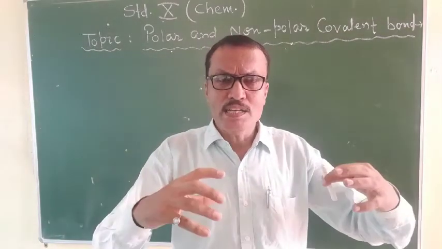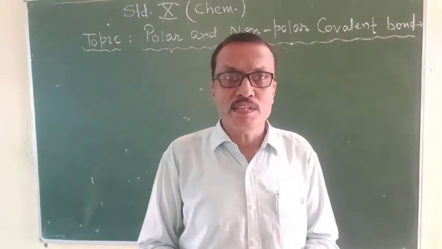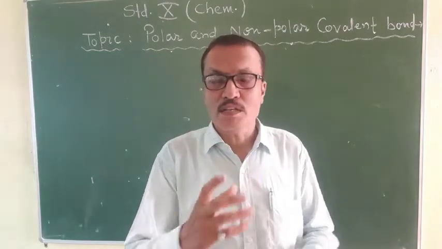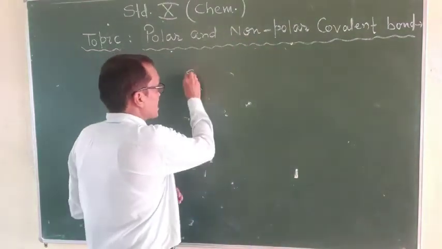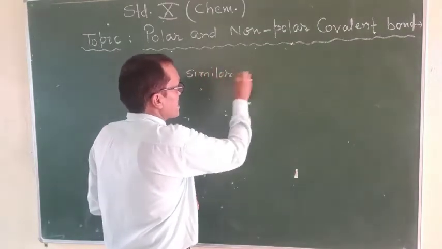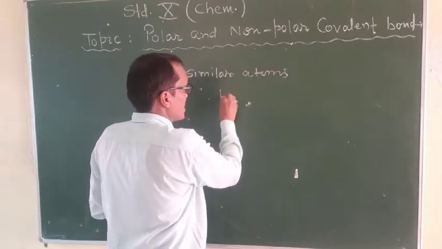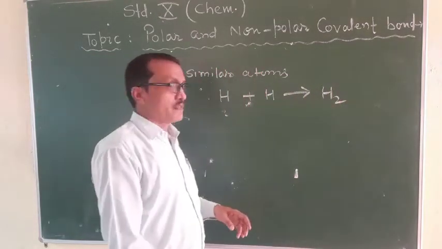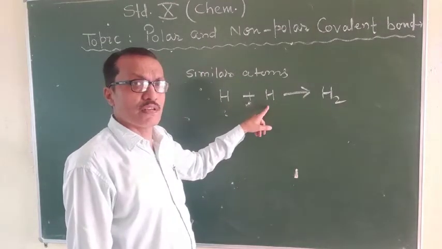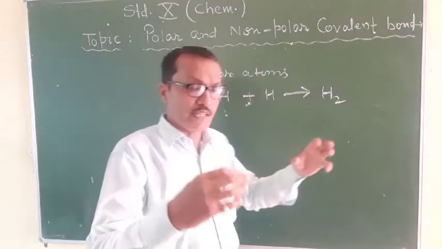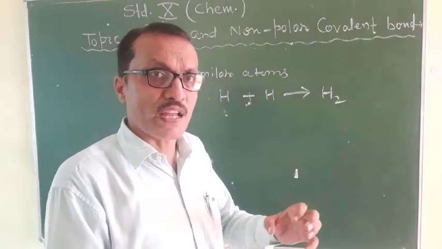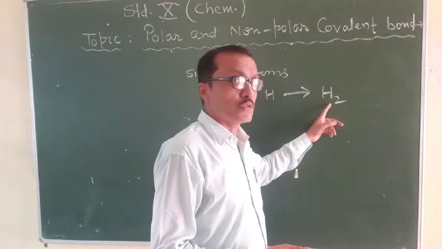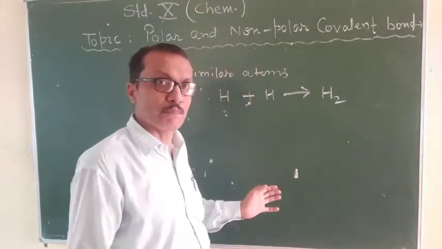In two or more than two non-metallic atoms, there will be two types of atoms. Either similar atoms, for example, you can see here two similar atoms, H plus H, H2. Similar atoms mutually share their electrons and form a covalent bond, and the molecule is said to be a covalent molecule or covalent compound.